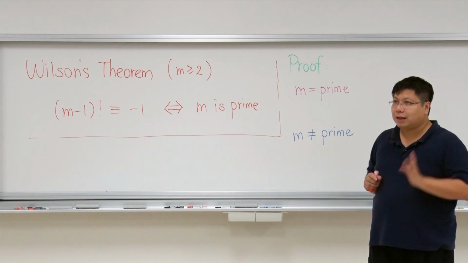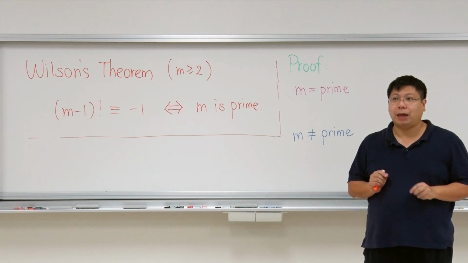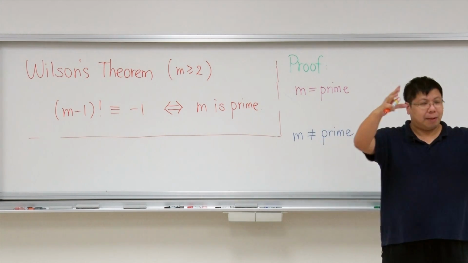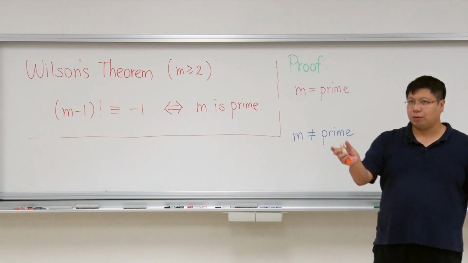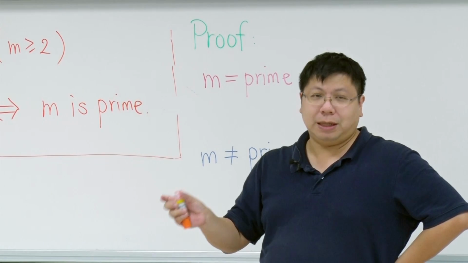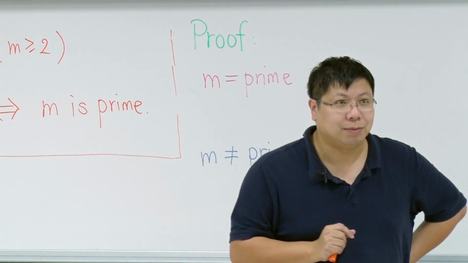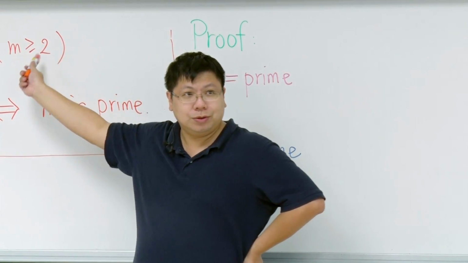But on the other hand, 7 factorial will not be congruent to minus 1 modulo 8, because 8 is not a prime. So by checking (m minus 1) factorial modulo m, we take a look at what the value is. If it is minus 1, then m must be a prime. If it is not, then m is not a prime. Is that okay? So we would focus on the case m greater than or equal to 2.